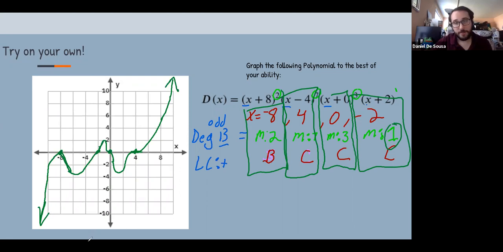Now it's your turn. You're going to be doing something similar to this, only that one's going to focus more on even multiplicities, but it's the same idea. You have to be careful because the multiplicity is going to determine whether it bounces or crosses, or how flat it's going to look.